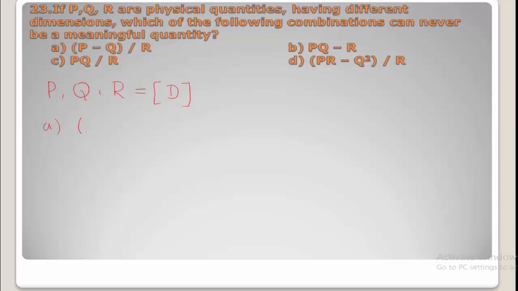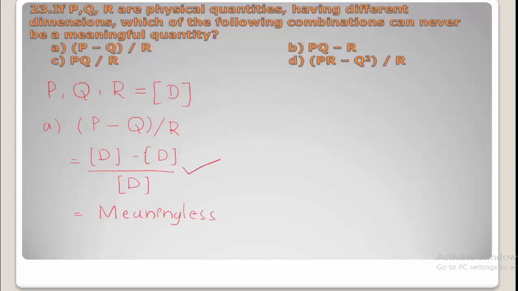Say let us take the first one. First one is P minus Q divided by R. Substitute the dimensions here: D minus D divided by R. This becomes meaningless. So this ratio doesn't have any meaning. So the correct answer is option A. You can also try with options C, D and B. Since you do not have time, you have to find the correct answer.